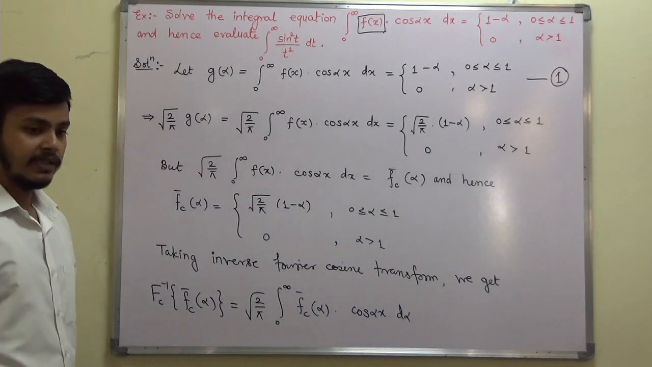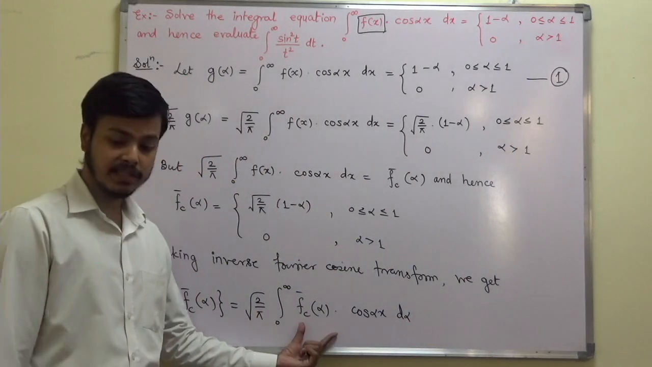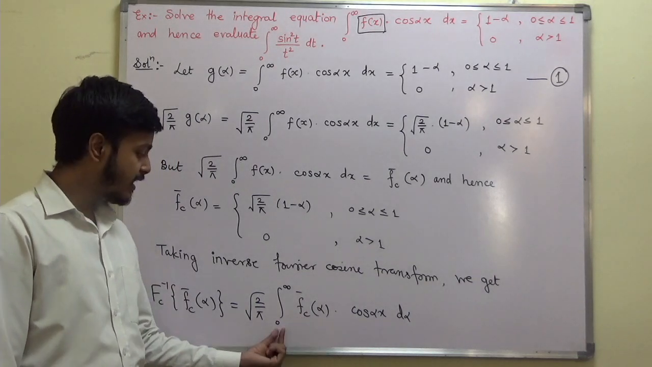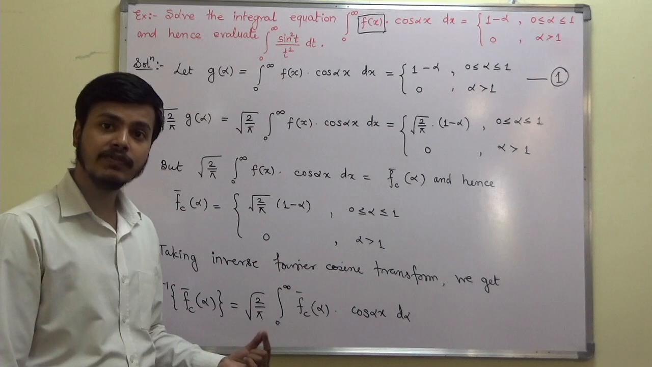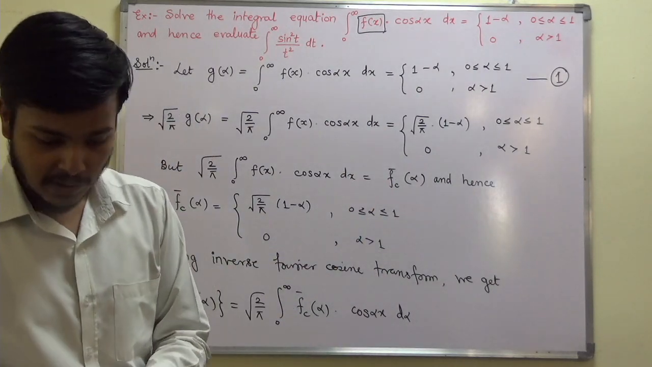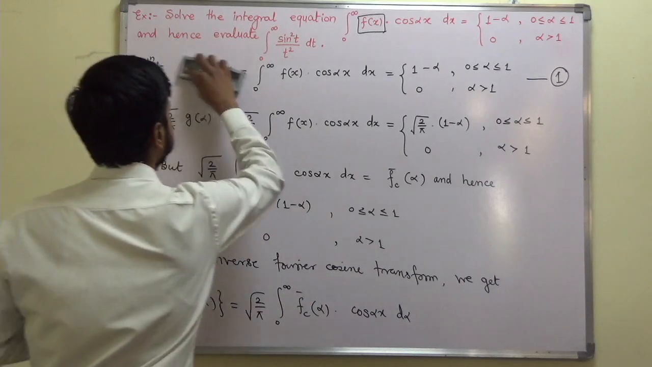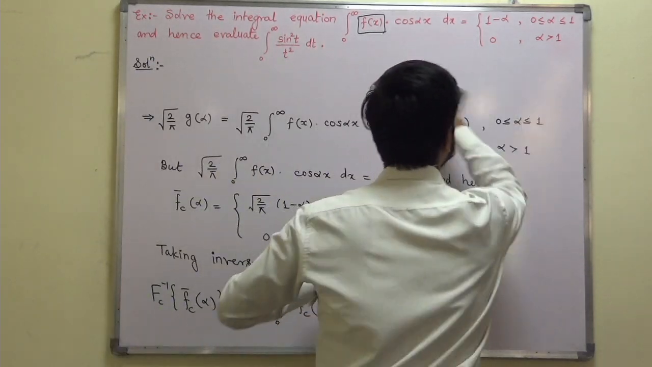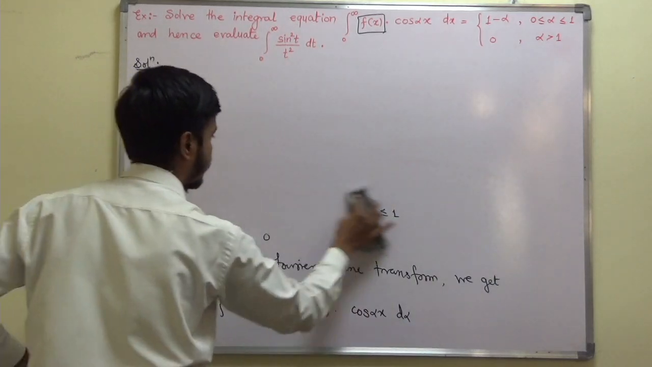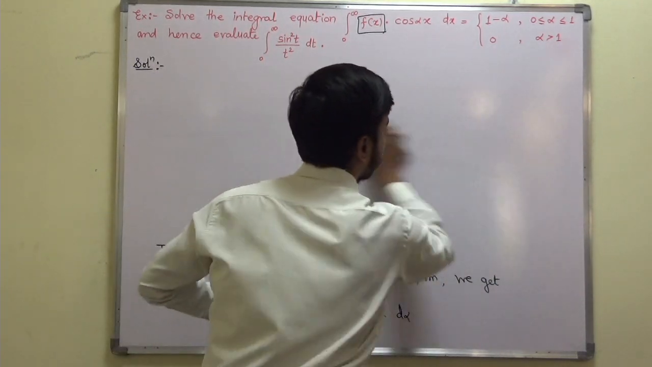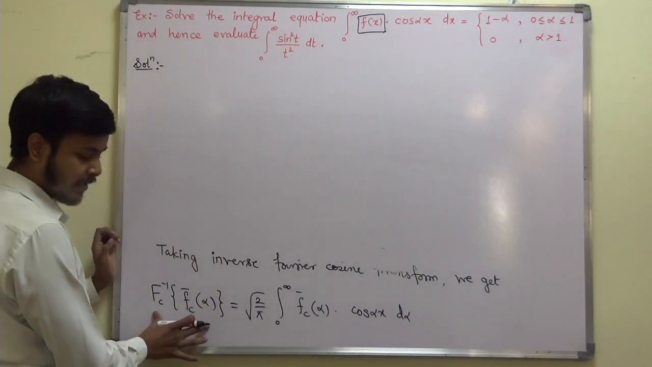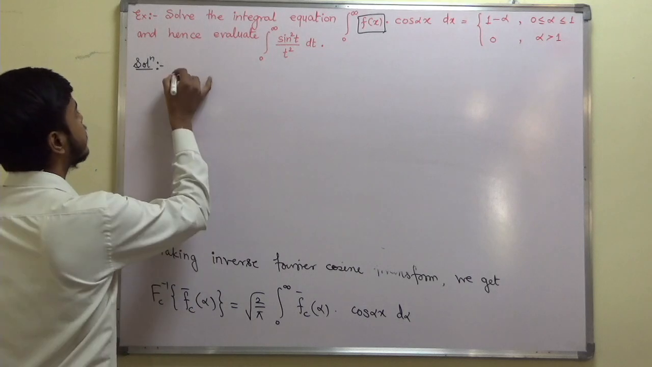Now what I need to do is bifurcate this interval from 0 to infinity as 0 to 1 and 1 to infinity. Now this is nothing but f of x, right?